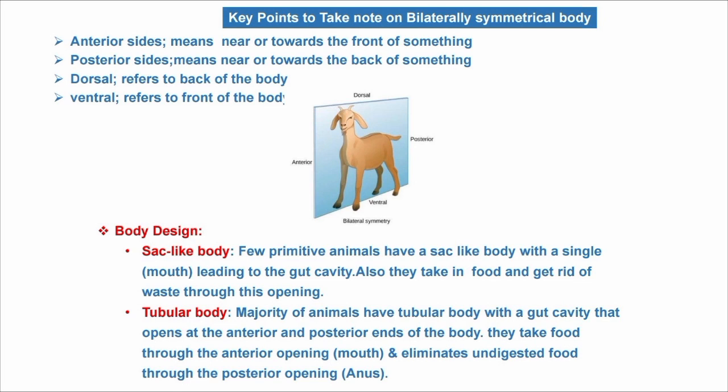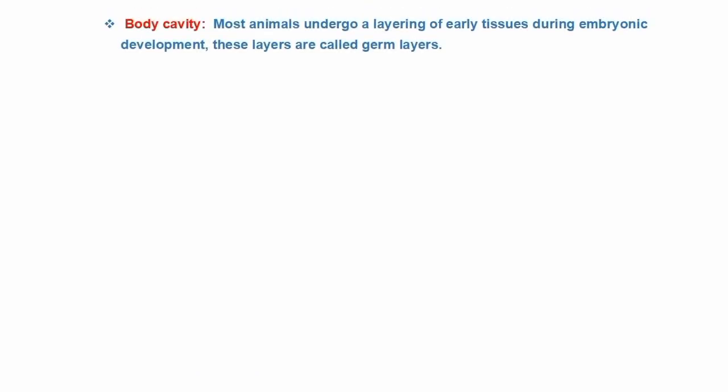The next one is the tubular body. The majority of animals have a tubular body with a gut cavity that opens at the anterior, that is near or toward the front, and the posterior end of the body. For example, we have the mouth and anus. They take food through an anterior opening, that is the mouth, and they eliminate undigested food through a posterior opening, that is the anus. So how do you understand this body design? We are going to the next one, that is body cavity.